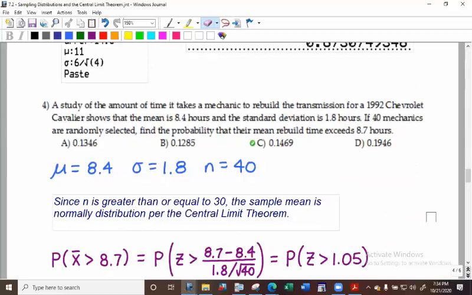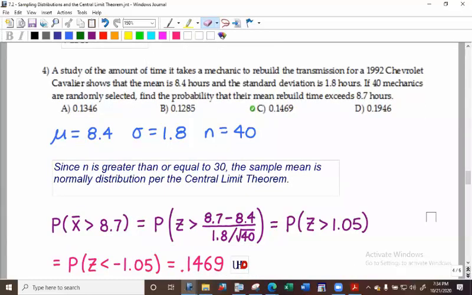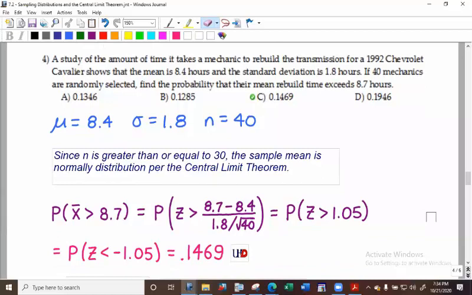I wanted to say that before I scroll down. In theory, it would be wrong to do this problem if it had said, if one mechanic is selected, find the probability that their time exceeds 8.7 hours, without a statement saying it's a normal distribution. It would not be right to do it. In other words, you could calculate it, you could get an answer, but it's an irrelevant answer. But here, it doesn't have to be. That beautiful central limit theorem automatically makes x bar become normal, even if x is not normal. Isn't that exciting? Isn't that terrific? That beautiful central limit theorem.